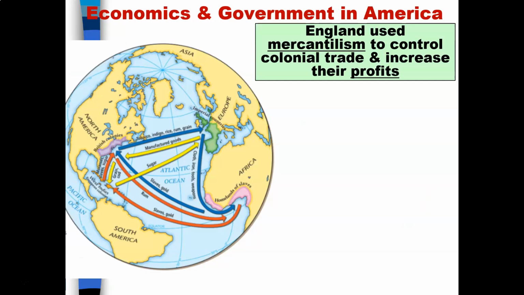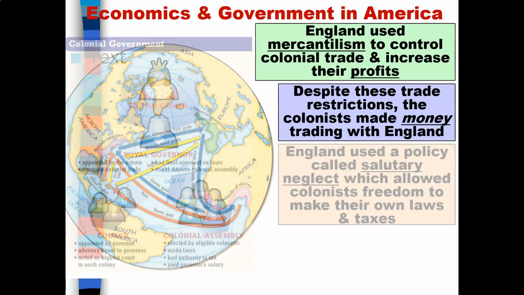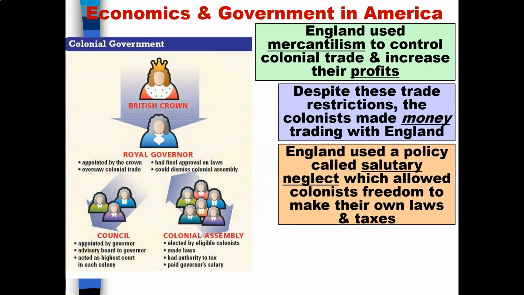Now, economics and government in America. England used mercantilism to control colonial trade and increase their profits. Despite these trade restrictions, the colonists made money trading with England. England used a policy called salutary neglect, which allowed colonists freedom to make their own laws and taxes.